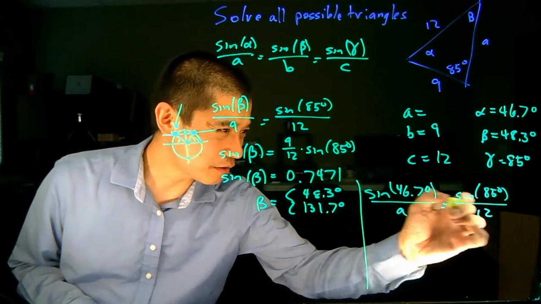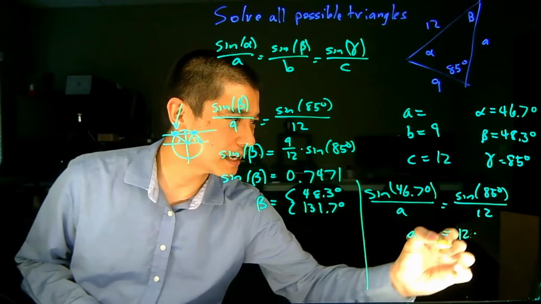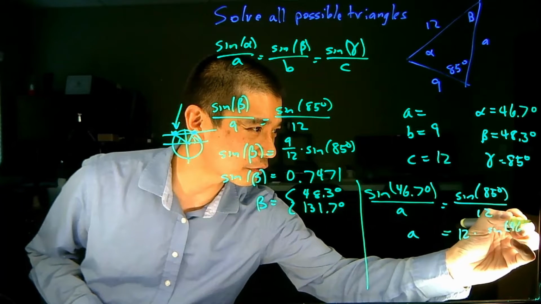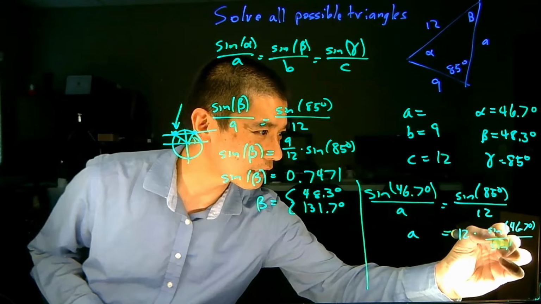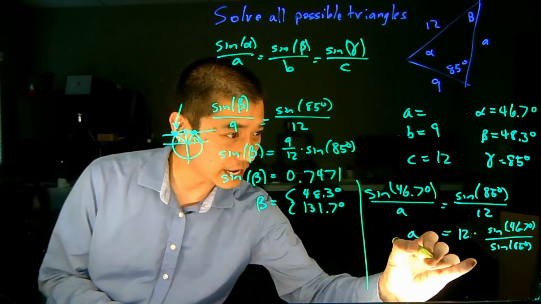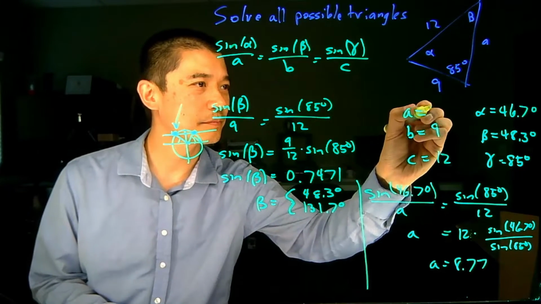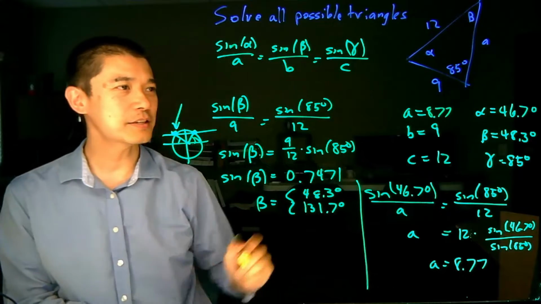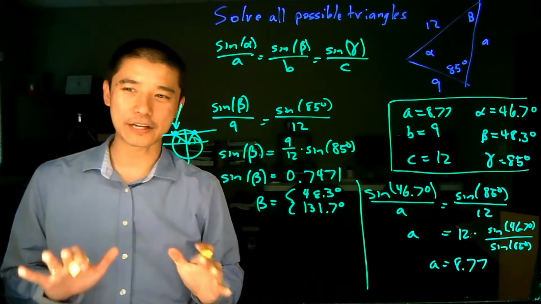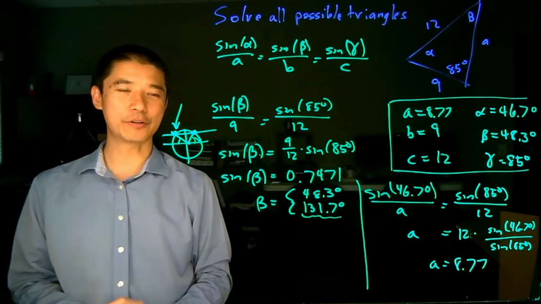Okay, so solve for a. A is equal to 12 times sine of 46.7 degrees over sine of 85 degrees. And you plug that into a calculator, you're going to get a is equal to 8.77. And this solves one of the triangles. And we need to figure out whether or not there's a second case to look at. And so that comes back to this right here, the 131.7.